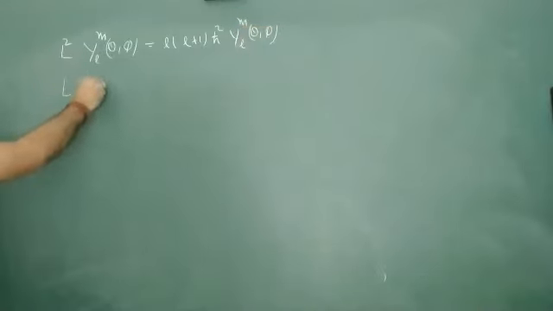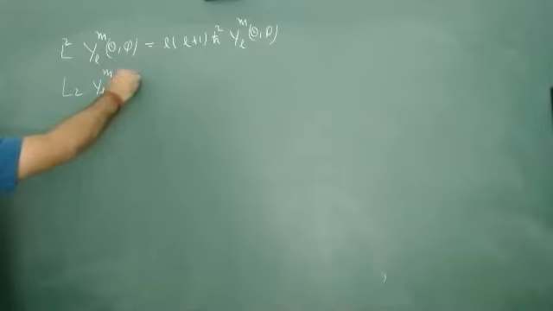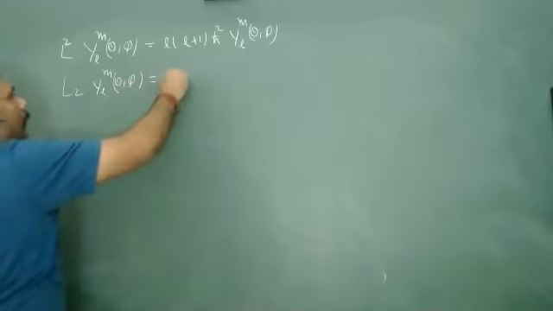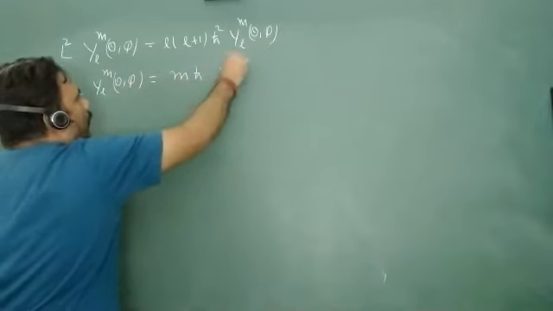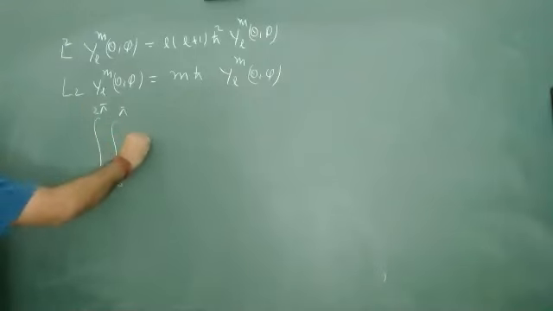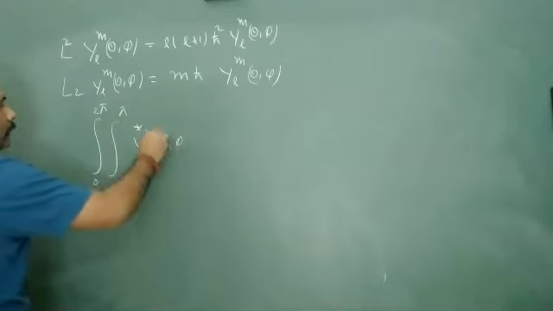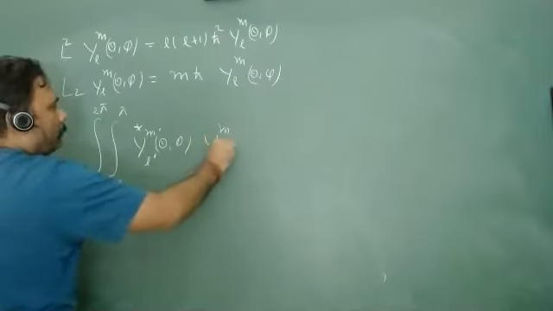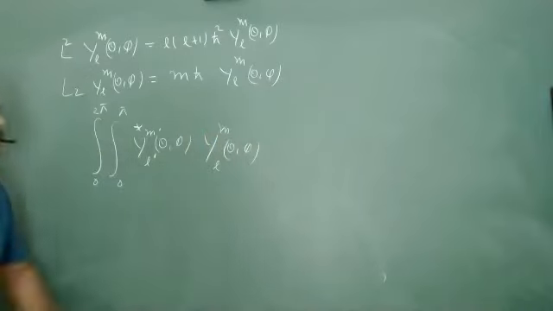And what will be L_z Y_LM(theta, phi)? It is equal to m h cut Y_LM(theta, phi). And what will be the orthonormal relation? The orthonormal relation is the integral from 0 to 2 pi, 0 to pi, of Y_L'M' star(theta, phi) Y_LM(theta, phi). And obviously, what will be the variable here? Please tell me what is the variable here?